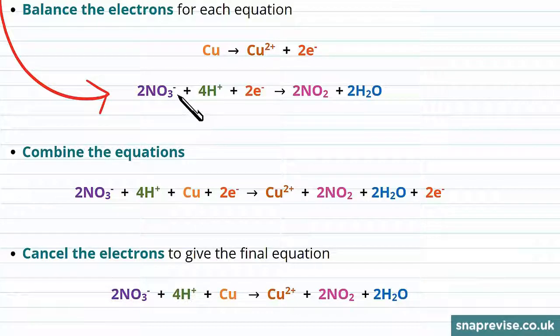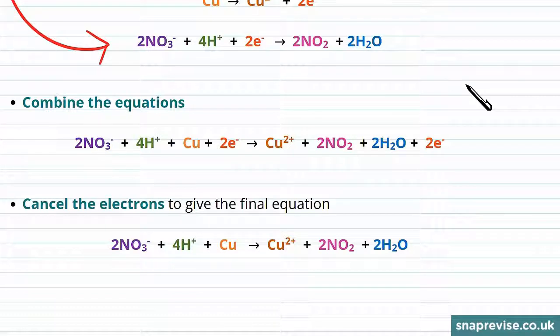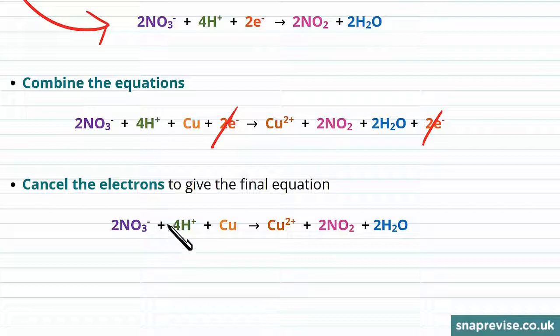So that's just a case of writing all of the left-hand sides together here in one equation, and all of the right-hand sides together in one equation. To give us our final full reaction equation we want, we just have to cancel things that appear on both sides. In this case, that's only the electrons that we cancel off, and then this gives us our final equation for these half reactions of 2 NO3-, 4 H+ reacting with copper, which is a solid metal, to give us copper 2+ ions, 2 NO2 and 2 H2O.